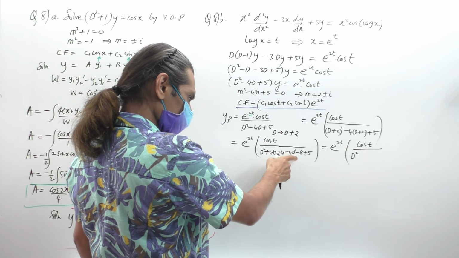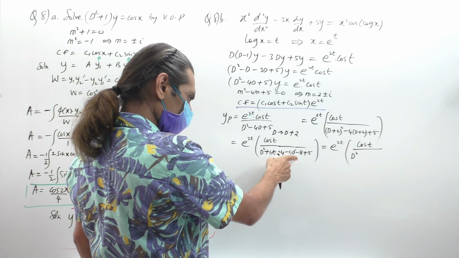So yp is equal to e raised to 2t cos t by, in place of d square put minus 1, it becomes 0. Now, if the denominator is 0, multiply the numerator by x, and in this case the variable is t, so multiply by t, and differentiate the denominator. Differentiation of d square is 2d. So yp is equal to, again, 1 upon d means integration.